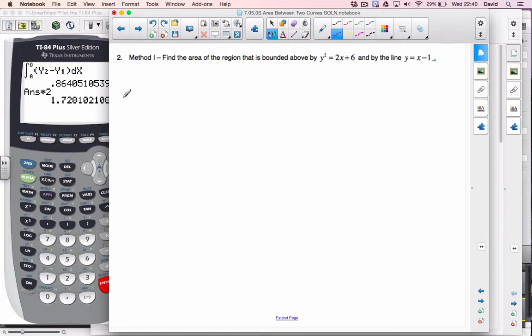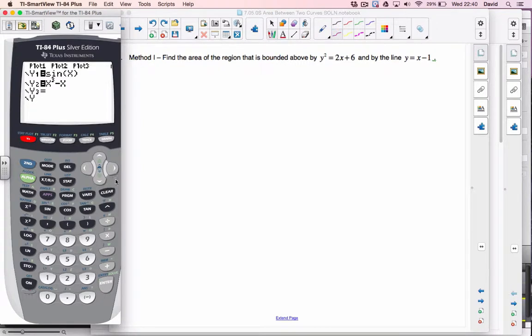Another scenario here. We want to find the area that's bounded by this function and the line y equals x minus 1. So if I'm going to do that, well, the x minus 1 is easy.